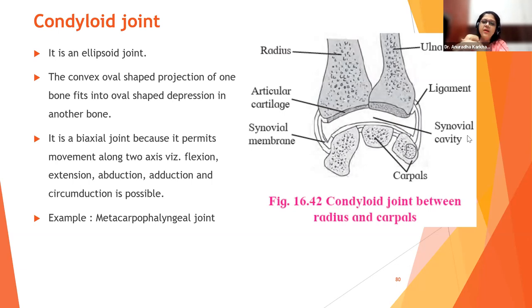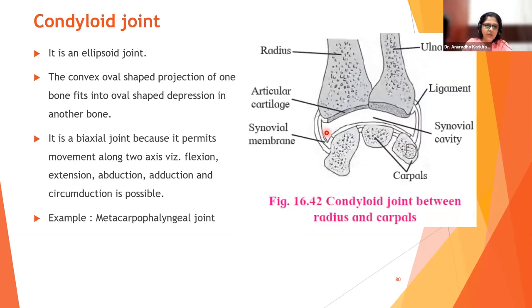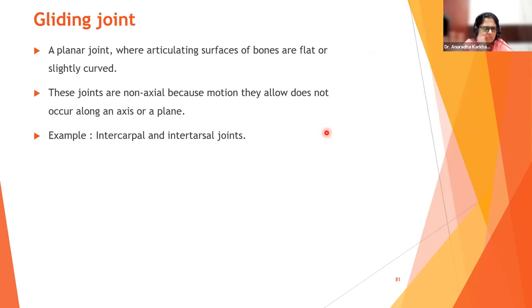Okay, so let us see both together, compare both together, so it will become very easy for you all to remember it. Gliding joint, saddle joint and this one, condyloid joint. They look very similar. Okay, a planar joint where articulating surfaces of bones are flat or slightly curved. These joints are non-axial because the motion they allow does not occur along an axis or a plane. Examples: intercarpal and intertarsal.